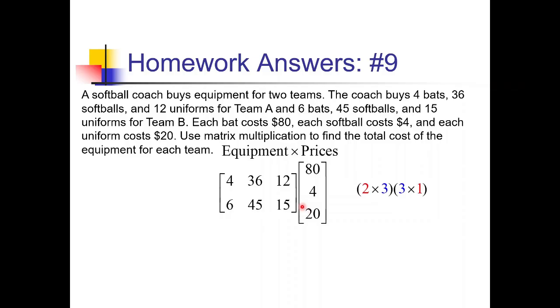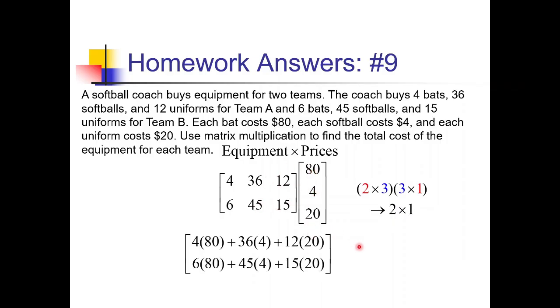So let's do the first row in this first matrix dot multiplied by this column here. So we have 4 times 80 plus 36 times 4 plus 12 times 20. And this will be, again, a 2 by 1 that this is going into. And then my second row times the column. So 6 times 80 plus 45 times 4 plus 15 times 20.